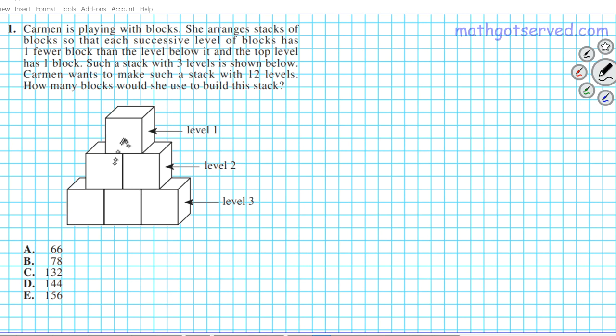Okay, so we have a 3-level stack of blocks here, and she desires to build a stack of blocks that has 12 levels. So how many blocks will there be there? To solve this problem, we're going to use 3 different methods, and whichever one you feel is much more acceptable to you, you can go ahead and employ that method when you are attacking problems of this nature on the ACT.